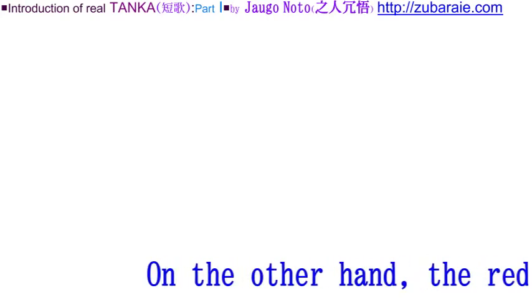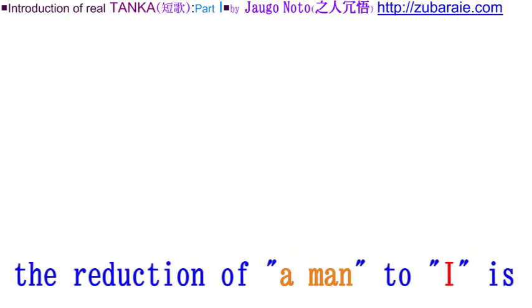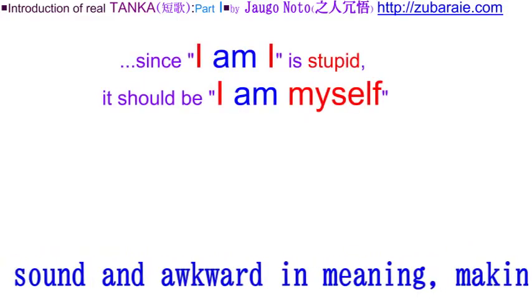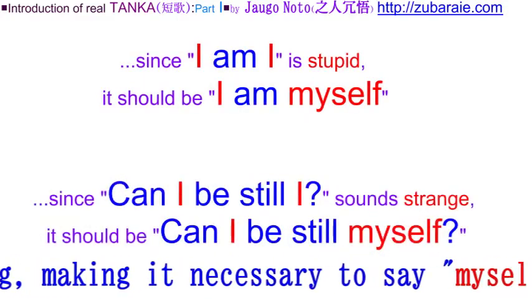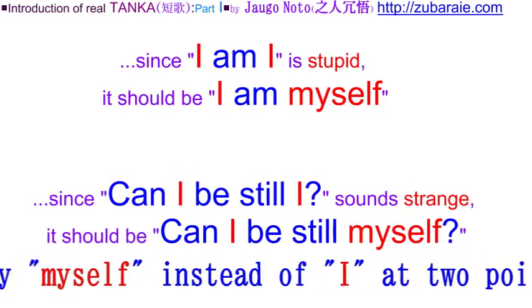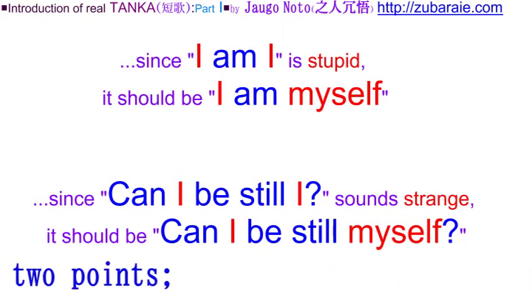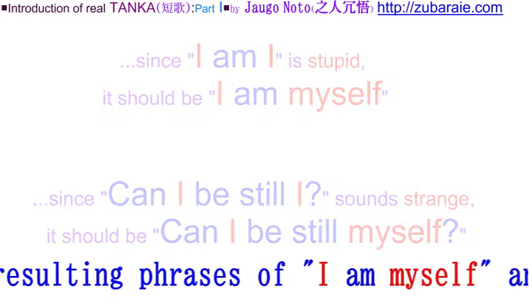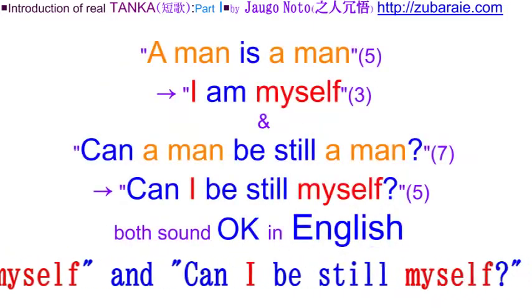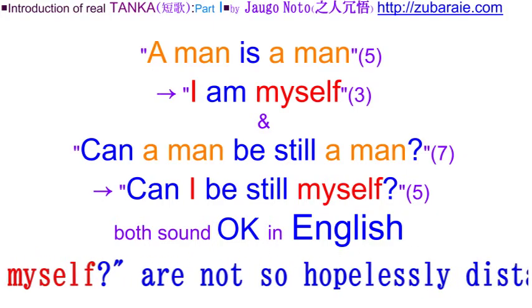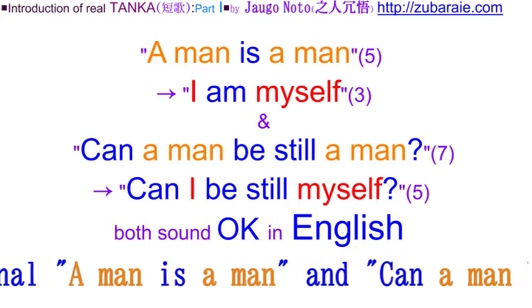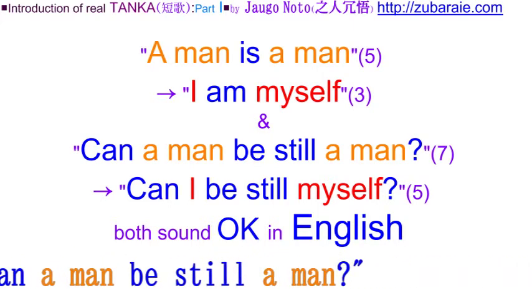On the other hand, the reduction of a man to I is a little too much in sound and awkward in meaning, making it necessary to say myself instead of I at 2 points. Still, the resulting phrases of I am myself and can I be still myself are not so hopelessly distant from the original a man is a man and can a man be still a man?